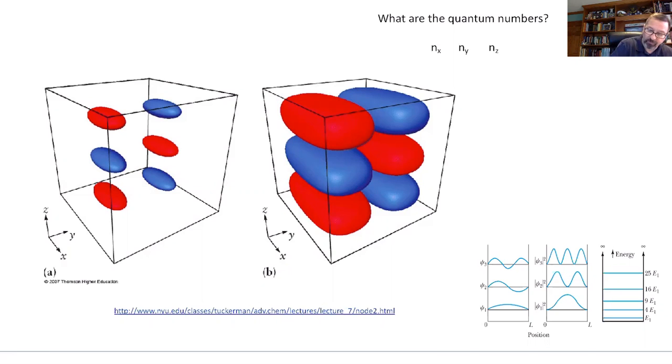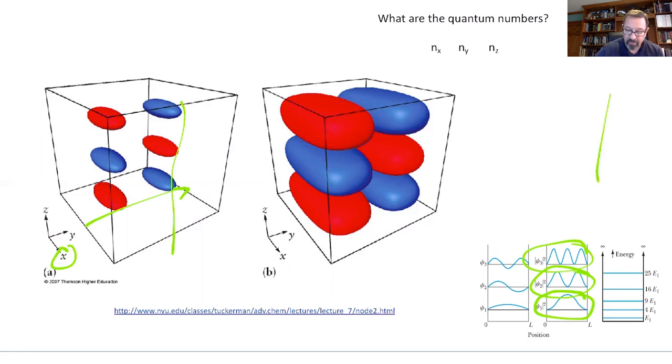Because along the X direction, there is one most probable position. So basically, we're seeing a shape like that in the X direction. Along the Y direction, we're seeing two most probable positions. So we're seeing that. And of course, along the Z direction, we're seeing three most probable positions. So it looks like that. 1, 2, 3 are your quantum numbers here.